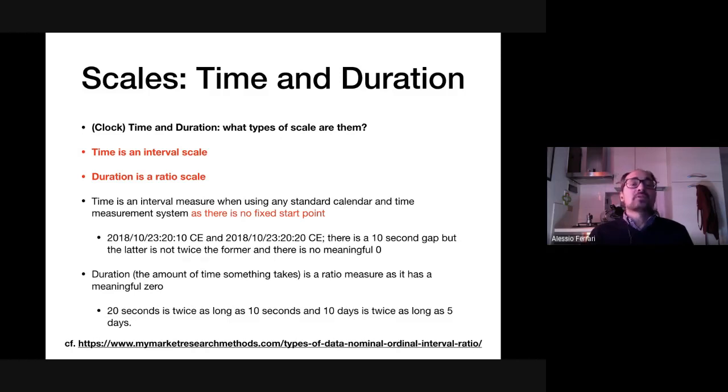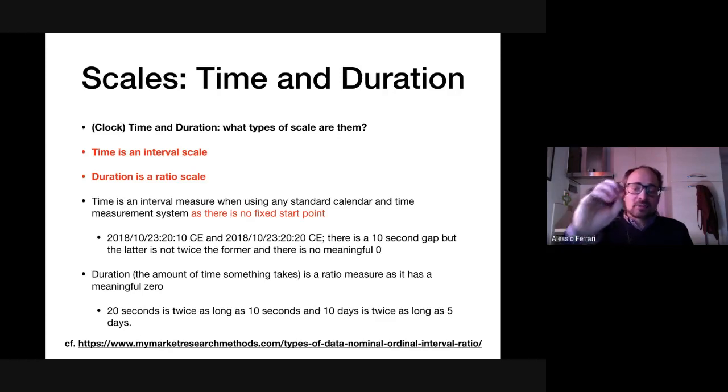Time and duration, what type of scale are they? Time can be considered an interval scale, while duration is a ratio scale. Time is an interval scale because there is no fixed start point. For example, in a Christian community, we may consider the birth of Christ as the starting point of the time, but actually it's a convention. We decided one day that that was our zero for time, but time existed also before. That's why we are saying also before Christ.